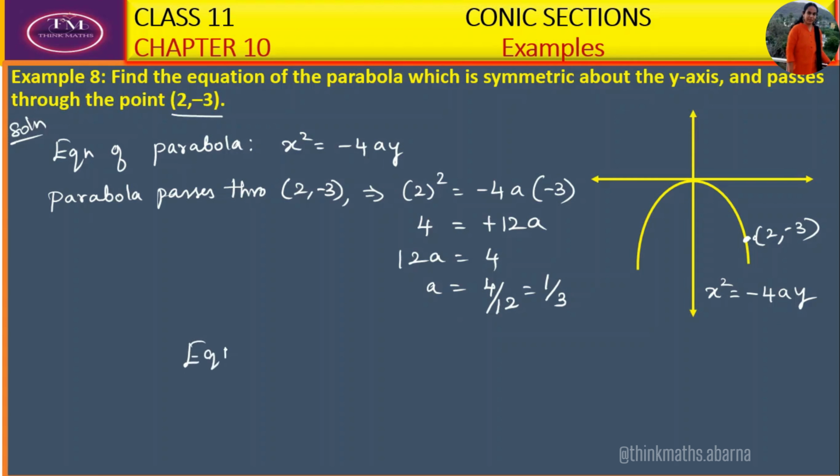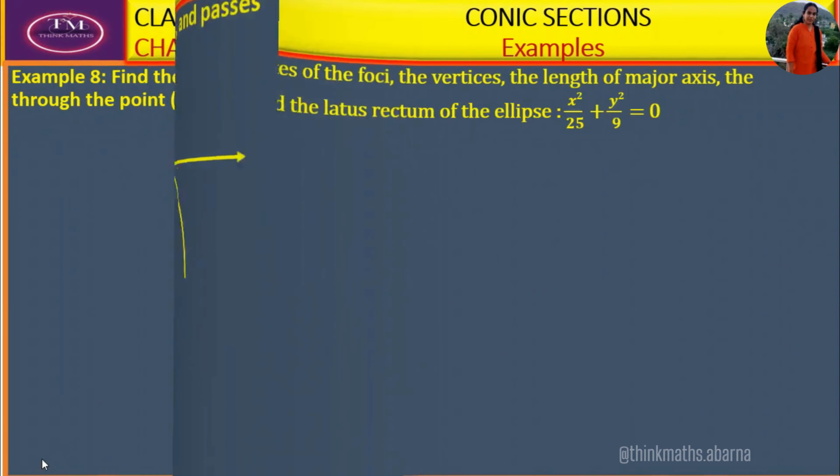Therefore the equation of the parabola is x square equal to minus 4 into a, where a is 1 by 3, into y. So x square will be minus 4 by 3y. So this is the equation of the parabola symmetrical about the y-axis and facing downwards. Clear children? Understood? So shall we move on to the ninth one?